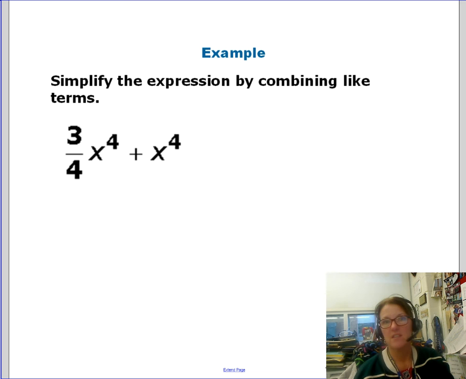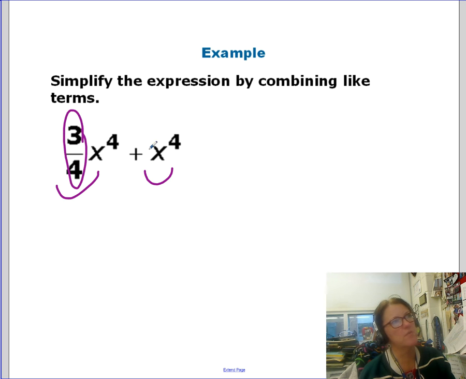Try another one. Ooh. 3/4 x to the 4th plus x to the 4th. Okay, first of all, are these two terms alike? Look at the variables. Make sure the powers are the same. Now what you have to do, though, is look at what my coefficients are and combine them. This is 3/4. This is really a 1. Add these guys together, 1 and 3/4.